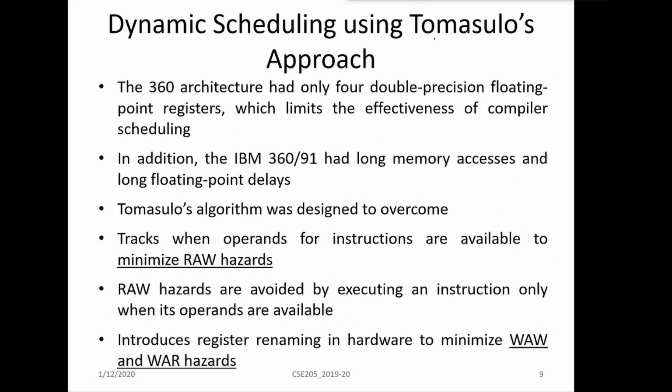The dynamic scheduling was first developed by Tomasulo. Its approach was developed for, I think, the IBM 360 architecture, in which we have only 4 double precision floating point registers. We discussed that when you go with the compiler, static scheduling and loop unrolling, what might be the problem in loop unrolling?